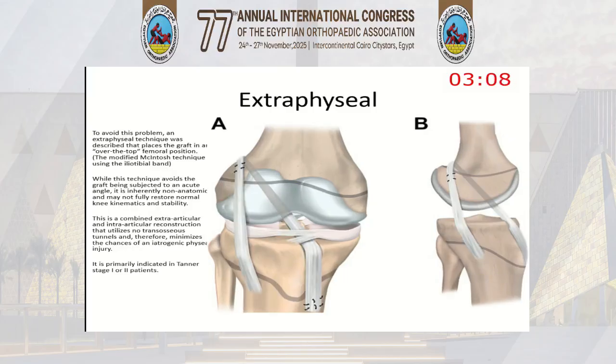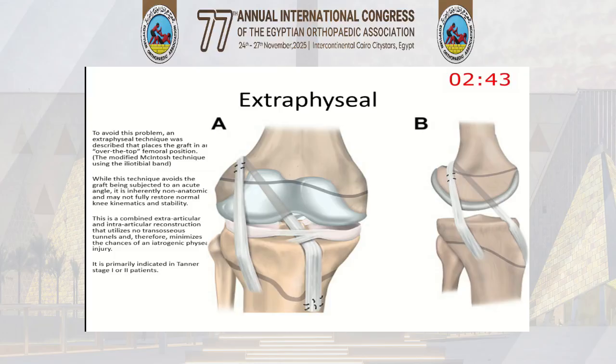The extraphyseal technique has been adopted to avoid this problem, and we put the graft in an over-the-top femoral position, like the modified Macintosh technique using the iliotibial band. While this technique avoids the graft being subjected to an acute angle, it is non-anatomic and may not fully restore normal knee kinematics.